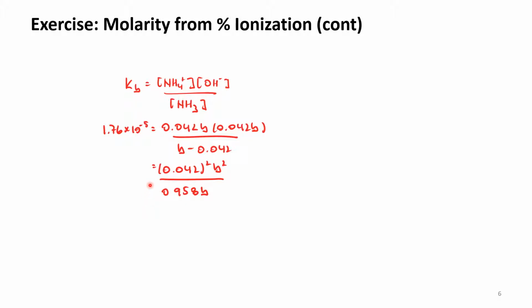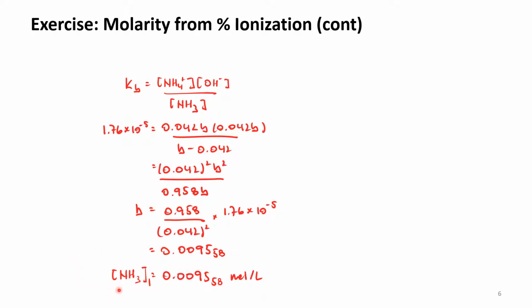Simplifying, we get 0.042 squared times b squared divided by 0.958b. Solving for b gives us 0.958 divided by 0.042 squared times 1.76 times 10 to the minus 5, which gives us a value of 0.009558 for the value of b. Now remember, b equals the initial concentration of ammonia, and so the final answer is 0.0096 moles per liter as the initial concentration of ammonia.